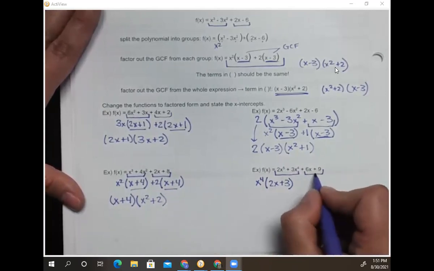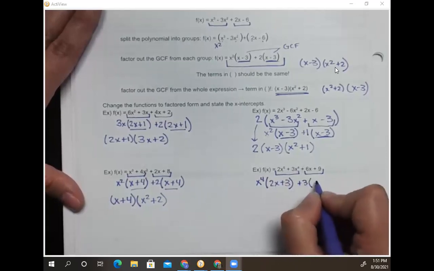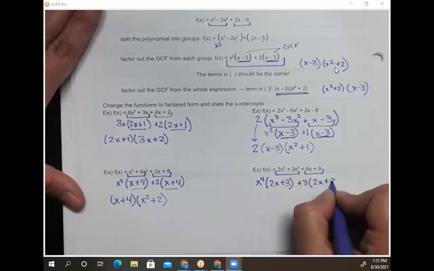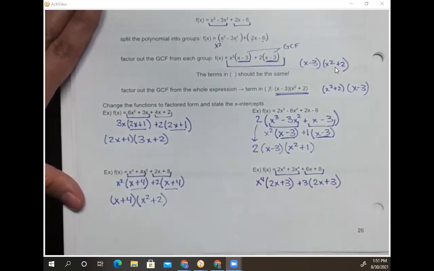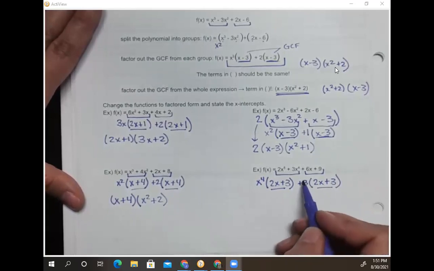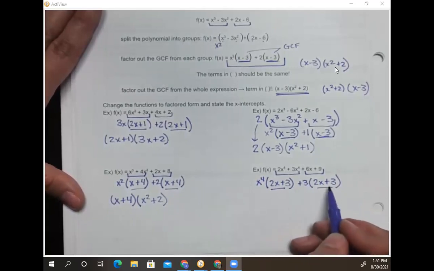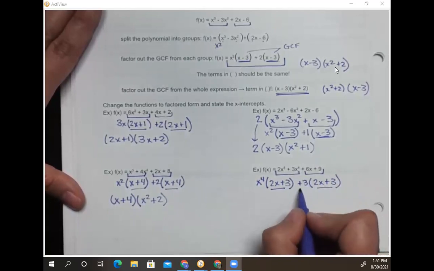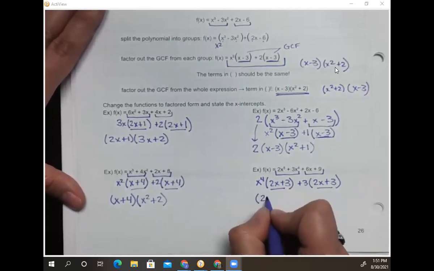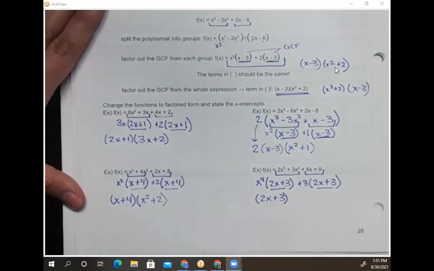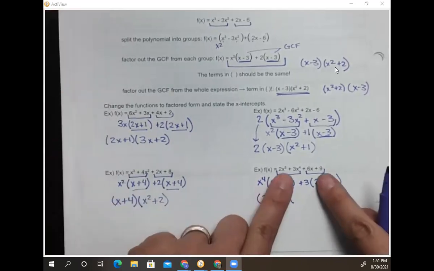For my second group, I have a GCF, a common factor of positive 3. That would leave me with 2x plus 3. Again, my piece in parentheses is the same. If you ever pull out your GCF for a group and your stuff in parentheses is not the same, go back and double check that you actually pulled out your greatest common factor and not just a common factor. Since it is the same, I know that that's what I want to pull out as my GCF now. And then I'm left with x to the 4th plus 3.